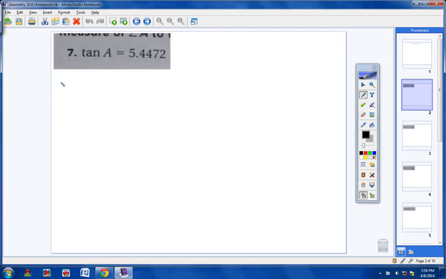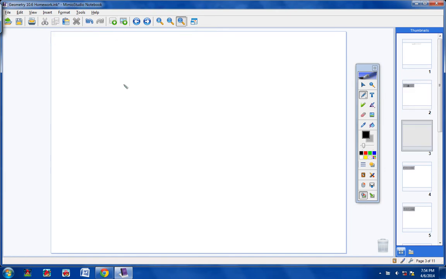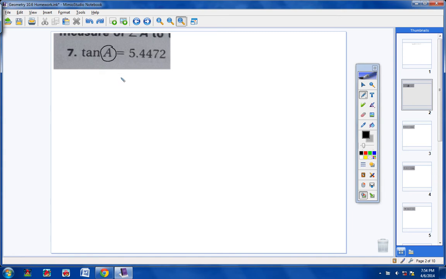Number 7 through 9, use a calculator to approximate the measure of angle A. So here we go. Notice we're missing angle A, and so whenever we're missing an angle, we use the second tangent button. So tangent to the -1 of 5.4472. Let me grab my calculator real quick here and type this in.